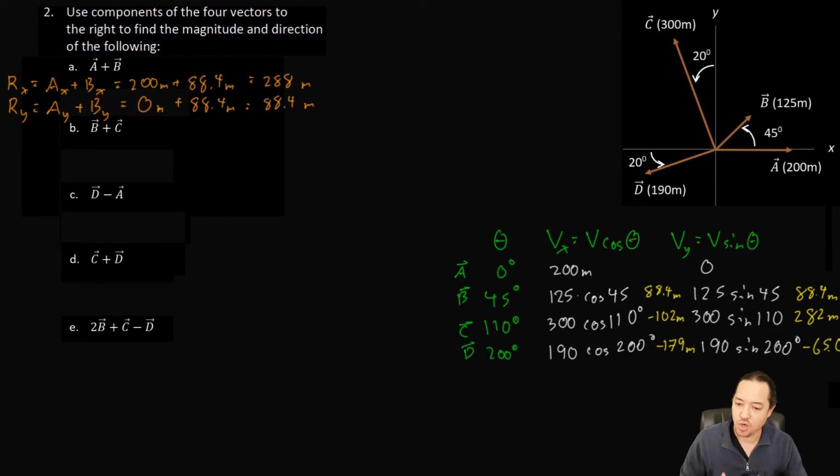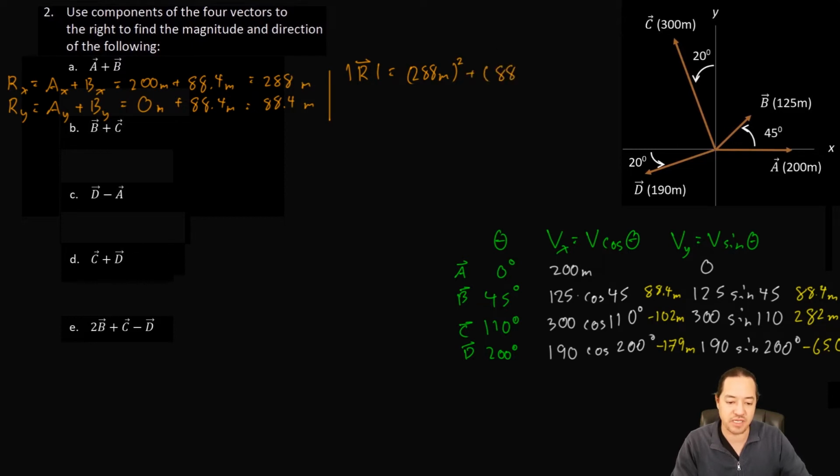But that's not what we need. We need to find the magnitude and the direction of that resultant vector. Okay, so let's look at this now. For the magnitude of this resultant vector, we're going to be using the Pythagorean theorem, right? A squared plus B squared equals C squared. In this case, C, the hypotenuse, is the resultant vector. So that's going to be equal to A squared, which is 288 meters squared, plus B squared, which is 88.4 meters squared. And then we're going to take the square root of all of that, right?